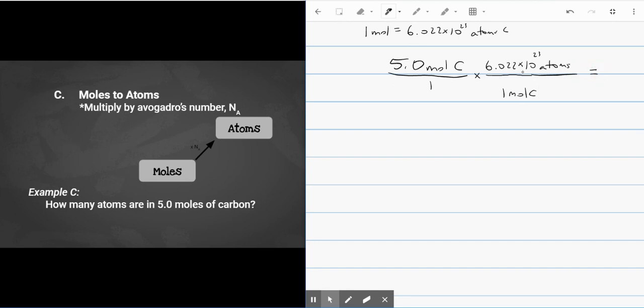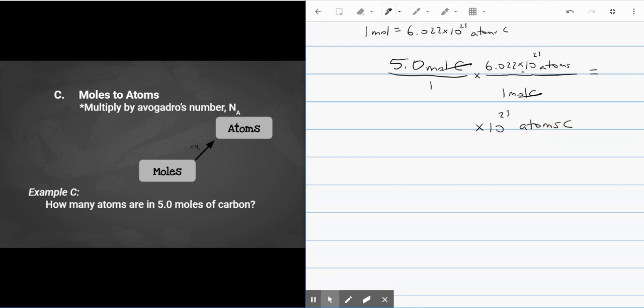All right, now this is kind of tricky because there's a few ways you can do this, and there are a lot of ways that you can get this wrong in your calculator. So I'm going to show you guys a couple of ways. One way is to deal with this exponent later, so we can leave the times 10 to the 23rd and fix that later. The moles have canceled, so this is atoms of carbon.